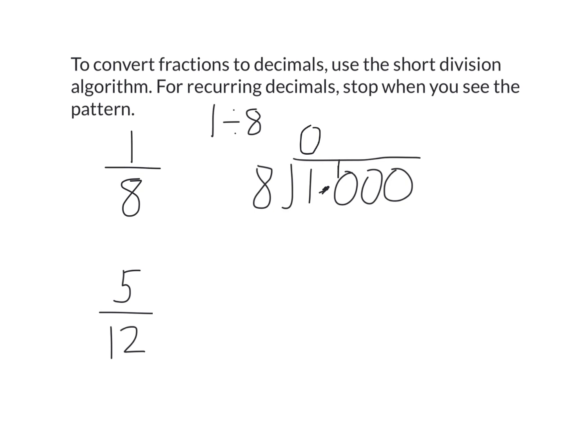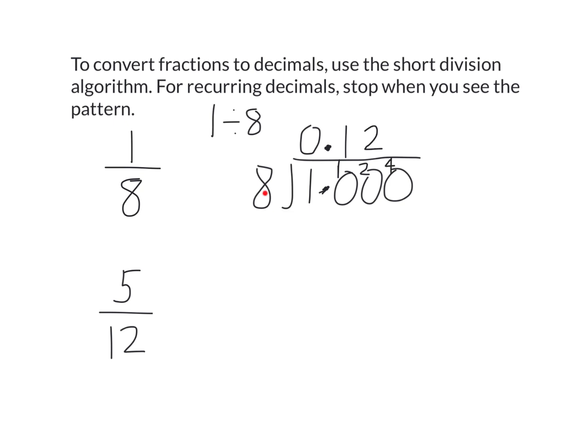Now, when you're doing this short division algorithm, it's really important that decimal point always above decimal point. So now we say how many times does 8 go into 10? Well, 8 goes into 10 once, remainder 2. 1 times 8 is 8, and there are 2 left over, so we carry them over here. Now we say how many times does 8 go into 20? Well, 8 goes into 20 twice. 2 times 8 is 16, and there is 4 remainder.